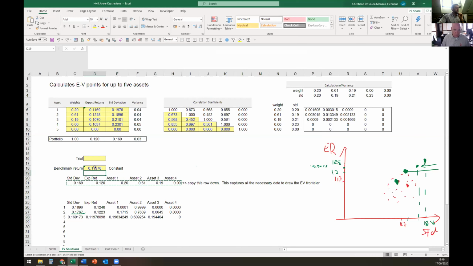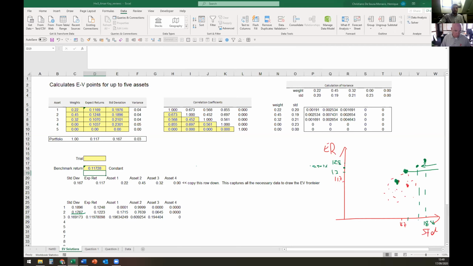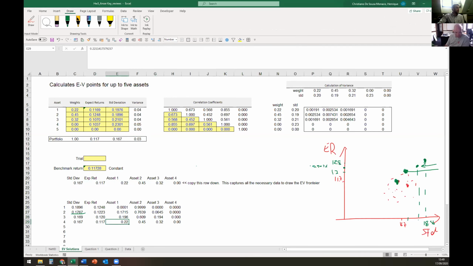I'm going to do that again a couple times. So again, I'm going to take minus 0.0025 here and solve that again. When I do that, I can lower my return a little bit more, to 11.7, and I'm here on the initial point that we were over here.